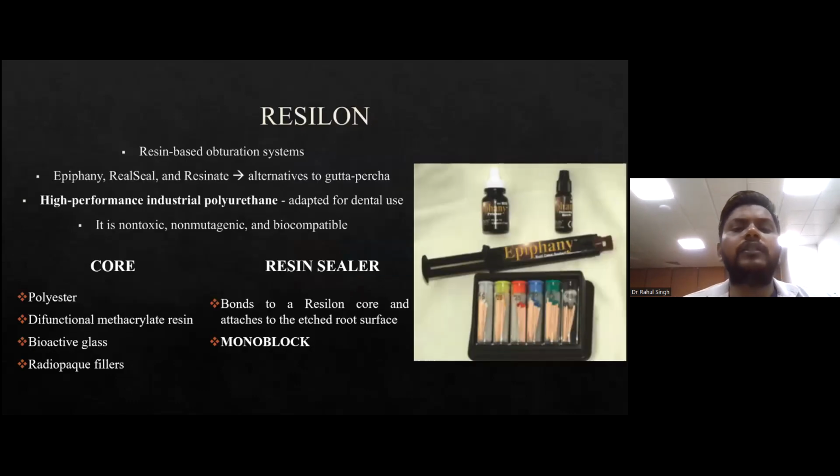Coming on to Resilon, you have already heard about Resilon and Epiphany sealer. Epiphany sealer is a third generation methacrylate based resin sealer. This forms a secondary monoblock. What I told you before was that active GP is a tertiary monoblock, and now this is a secondary monoblock. We will study this monoblock in a further slide. So Resilon is a resin-based obturation system in which we can use Epiphany or RealSeal sealer, and it is a high performance industrial polyurethane adapted for dental use.